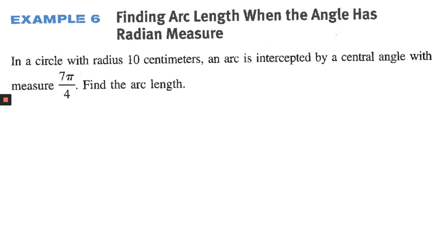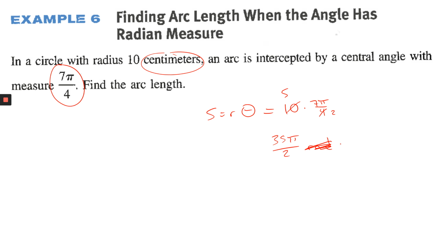All right, let's solve for an arc length. So in a circle with a radius of 10 centimeters, the arc is intercepted by a central angle with 7 pi over 4 radians. So S equals R theta. So that is going to equal 10 times 7 pi over 4. So we've got 70. Let's just reduce this first. That's a 2 and that's a 5. So we'd have 35 pi over 2. What's our unit? Centimeters would be our unit because this is an arc length. It did not state round, so we'll leave it as an exact answer.